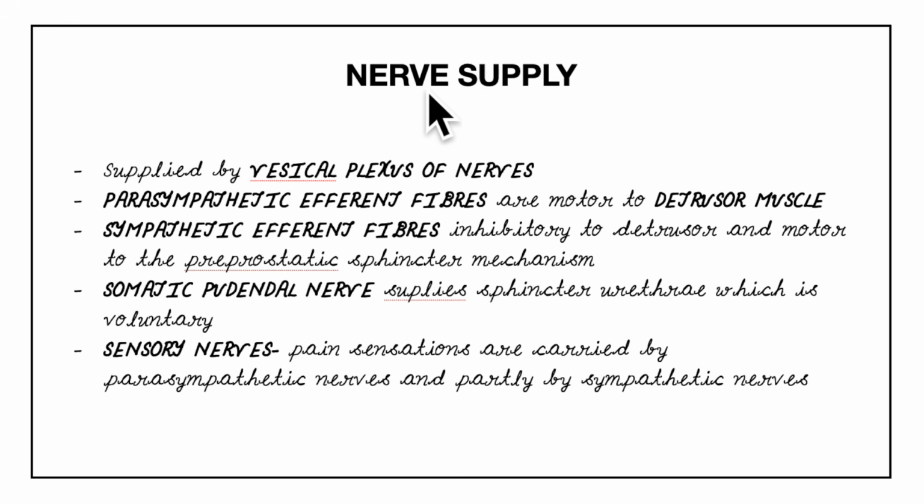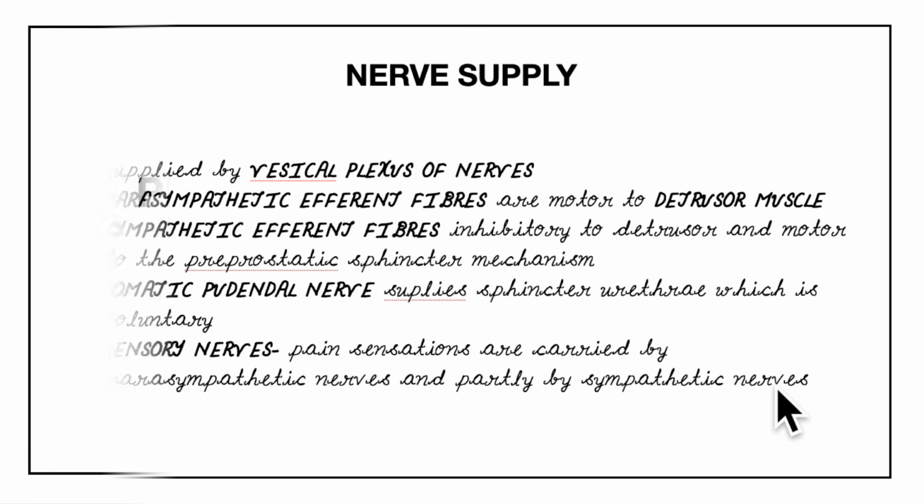Concising the important points under the nerve supply, it is supplied by the vesical plexus of nerves. The parasympathetic efferent fibers are motor to the detrusor muscle. Sympathetic efferent fibers are inhibitory to the detrusor and motor to the pre-prostatic sphincter mechanism. The somatic pudendal nerve supplies the sphincter urethrae, which is voluntary, and the sensory nerves carry pain sensations that are carried by parasympathetic nerves and partly by the sympathetic nerves.